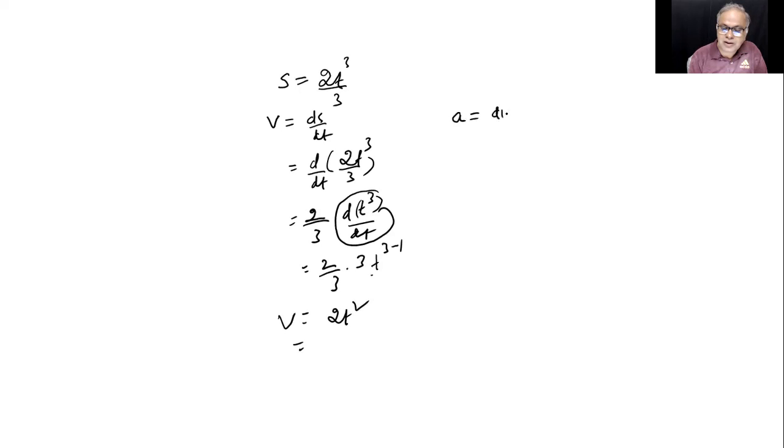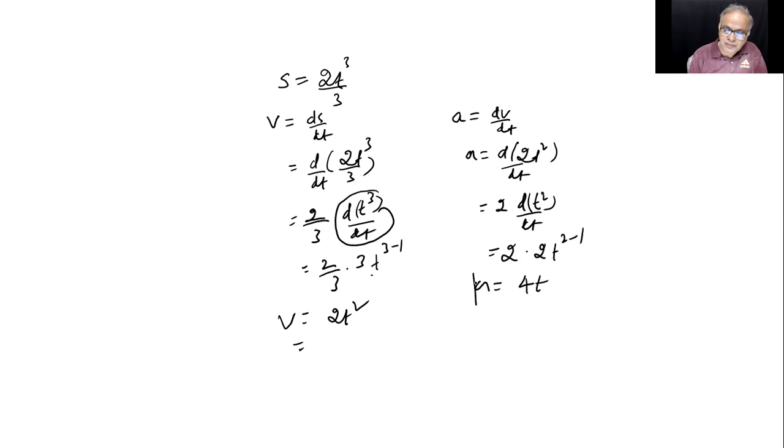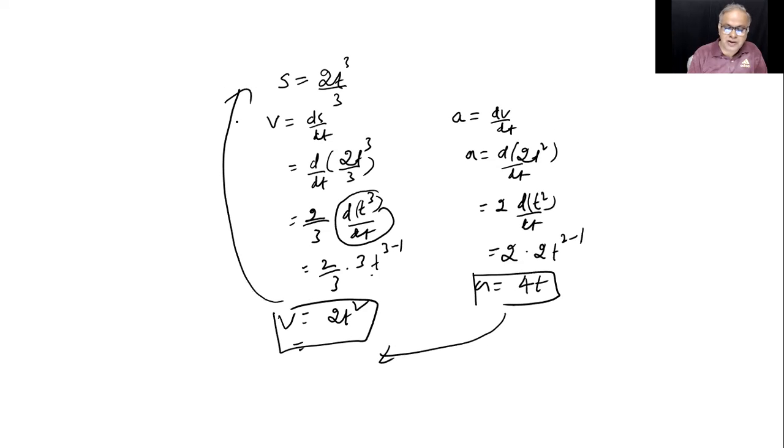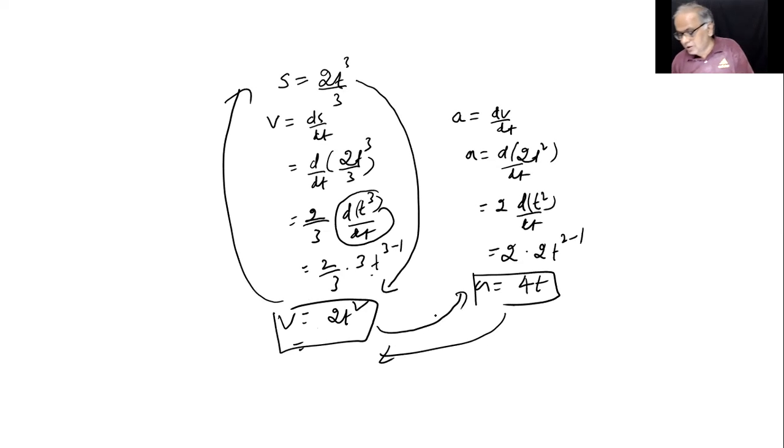Now how to get A from here? A equals dv by dt. That is A equals d of 2t square by dt. 2 is taken out. D of t square by dt will be 2 into t to the power 2 minus 1, which is 4t. So when we had this, we got this by integration. From here, we went to this with integration. If I have this, I can do differentiation and get this. If I have this, I can do differentiation and get that. So this one you need to catch.